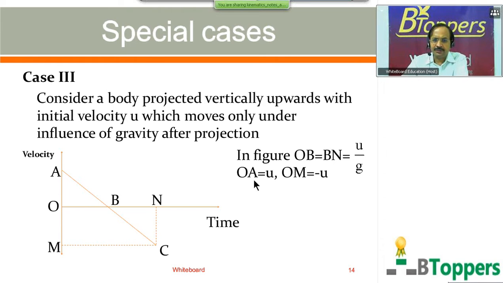The length OA on the y-axis, that means the length of the intercept on the y-axis, is equal to initial velocity u. Drop perpendiculars from C on both x and y-axis. N is the foot of the perpendicular dropped from C on the x-axis, M is the foot of the perpendicular dropped from C on the y-axis. Then OM equal to minus u, because when the body returns to the point of projection, its velocity will be minus u. Those students who want to write the notes can take a pause and write.